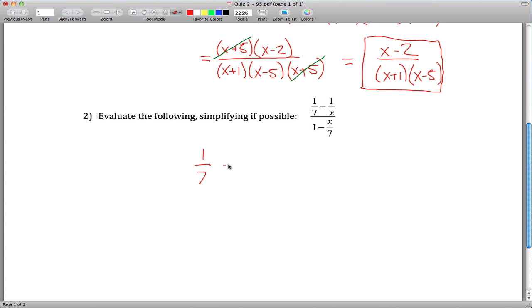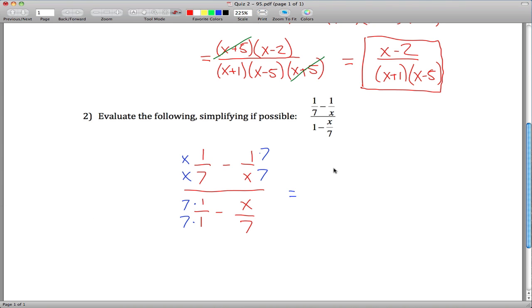What we currently have, we could write like this. All I've done is copied the problem, but instead of 1, I wrote 1 over 1, just so everything's written as a fraction. And then what we're missing over here to get a common denominator would be the x, and what we're missing over here is a 7. So we multiply the top and the bottom here by x, and the top and the bottom here by 7, and the denominator is 7x in both cases. And then over here, the common denominator would just be 7. So we'll multiply the top and the bottom by 7.